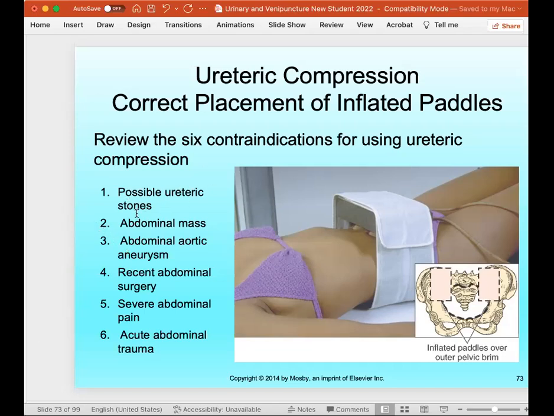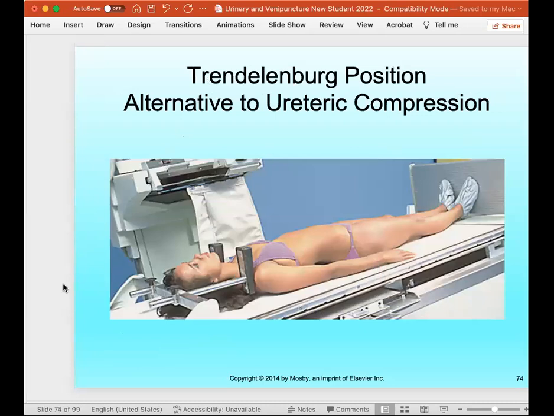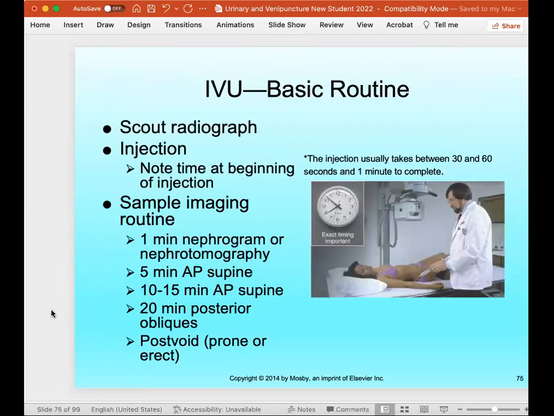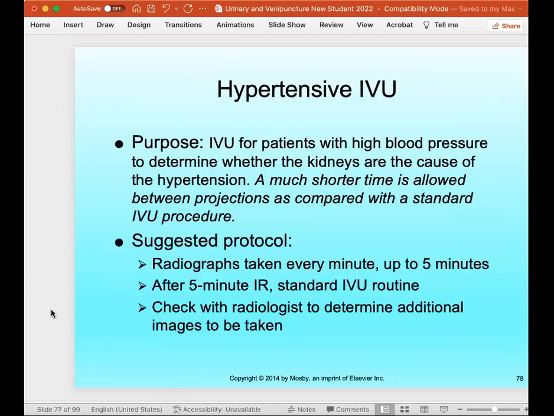What are the 6 contraindications for using ureteric compression? Possible ureteric stones, abdominal mass, abdominal aortic aneurysm, so AAA, recent abdominal surgery, severe abdominal pain, and acute abdominal trauma. You will not use ureteric compression if your patient has one of these 6 contraindications. If they do, then we have this alternative method, which is the Trendelenburg position, right? Gravity is going to help it to remain longer in that region.